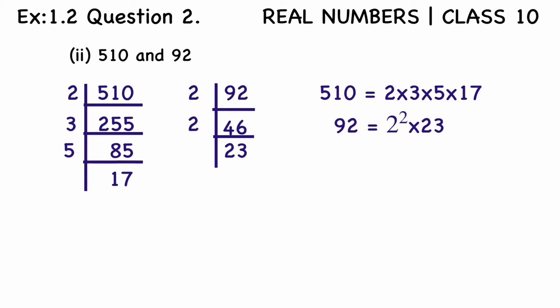Now when we look, we have the common factor here as 2. We have 2 raised to 1 in 510 and 2 square in 92. So we take the smallest power for HCF. So HCF is equal to 2 raised to 1, or 2.